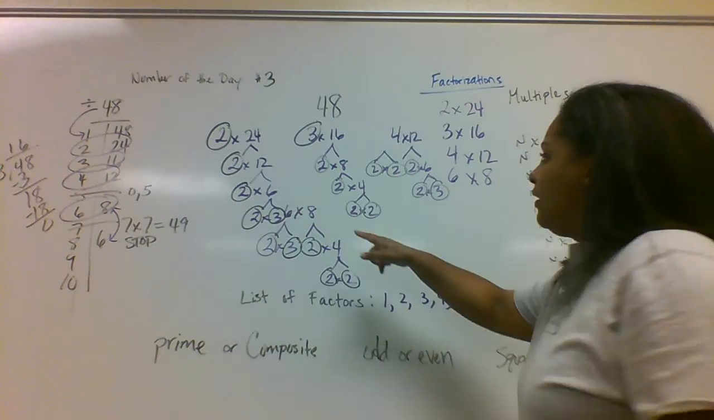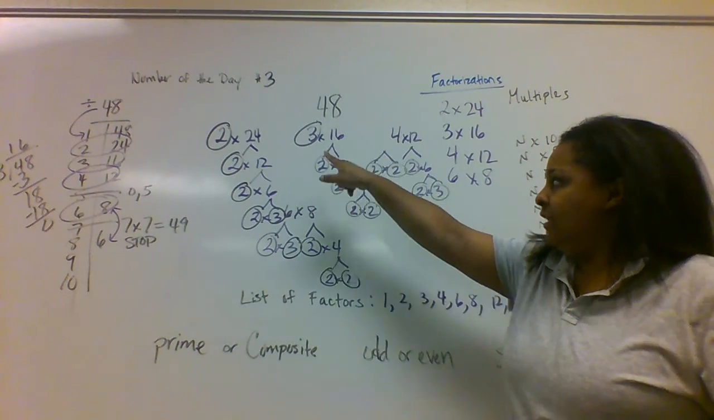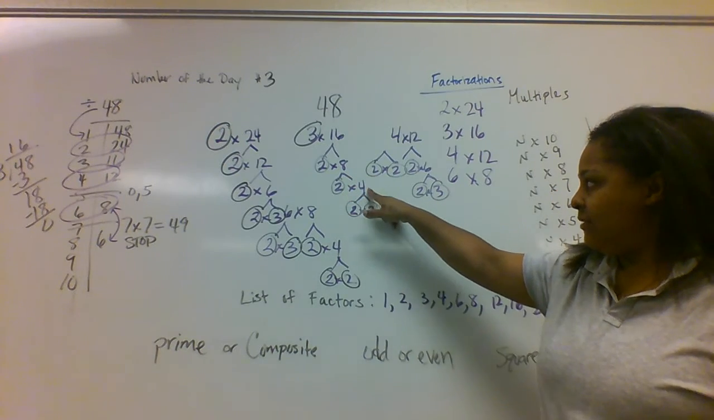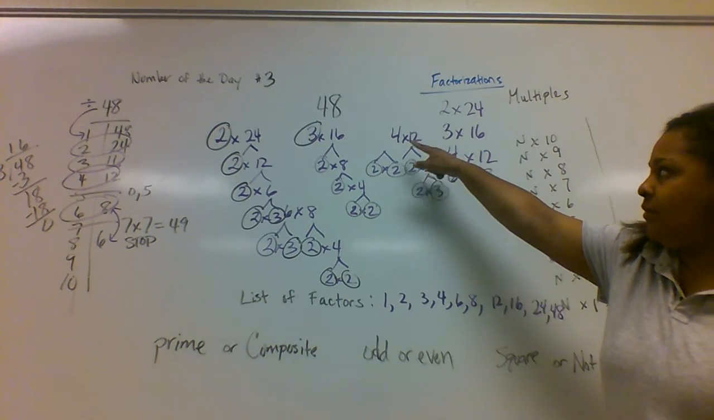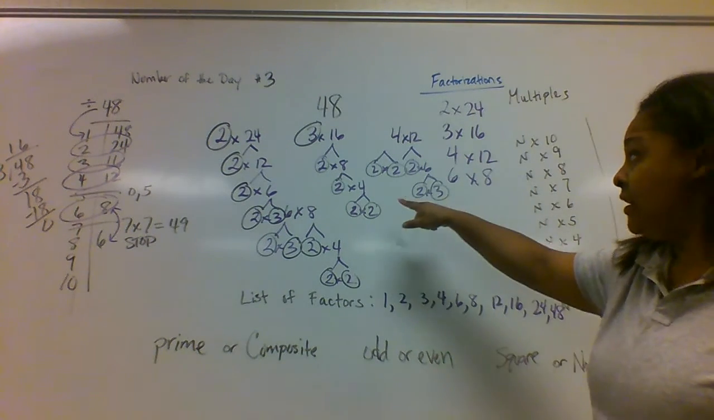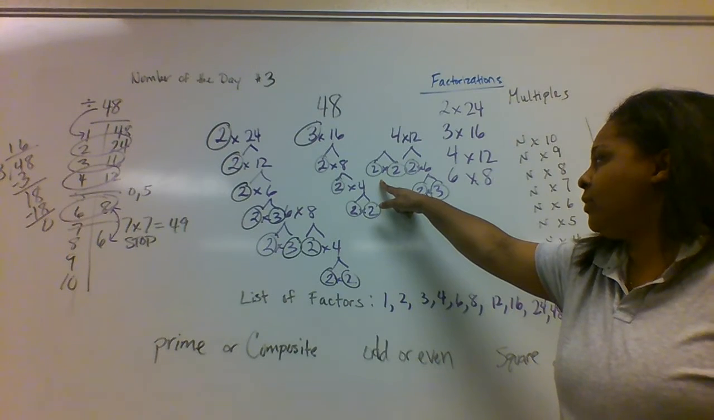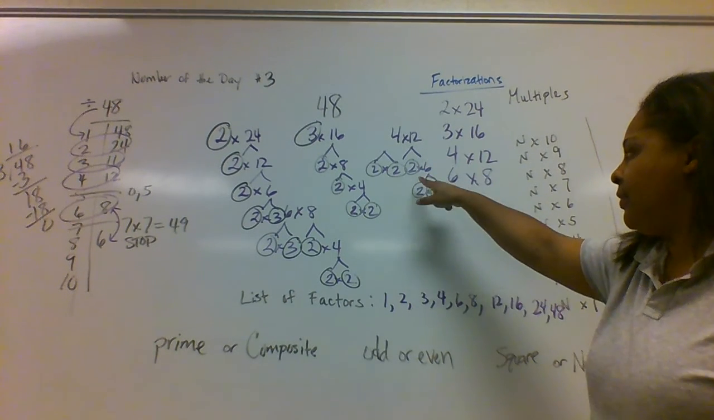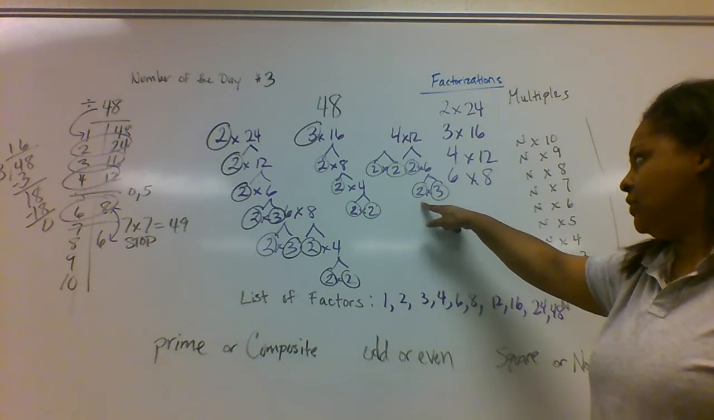Over here, 3 is already prime, but I had to break down the 16. Then I had to break down the 8. Then I had to break down the 4. Over here, I had to break down both the 4 and the 12 because both of these are composites. So 4 breaks down to 2 times 2. 12 breaks down to 2 times 6. Then I had to break down the 6. This is 2 times 3.